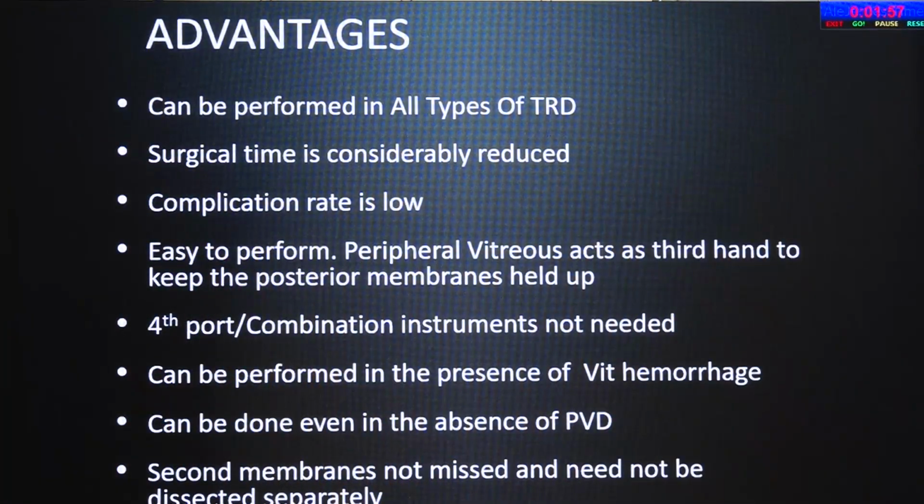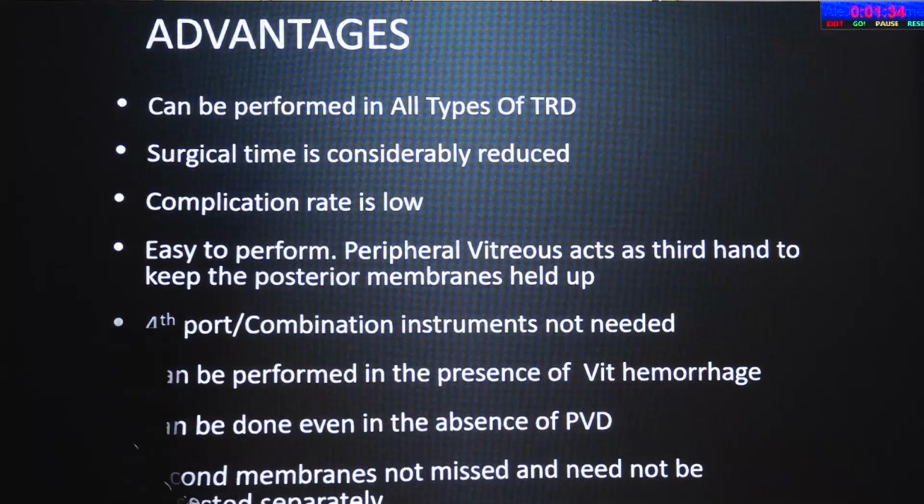Now the advantages of this technique are that it can be performed in all types of tractional detachments. Its surgical time is considerably reduced. Complication rate is again very low. It is easy to perform, and the peripheral vitreous acts as a third hand to keep the posterior membrane held up. A fourth port or combination instruments are not needed. It can be performed in the presence of vitreous hemorrhage, can be done even in the absence of PVD, and secondary membranes are not missed and need not be dissected separately.